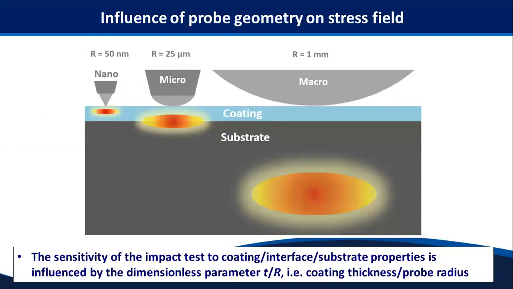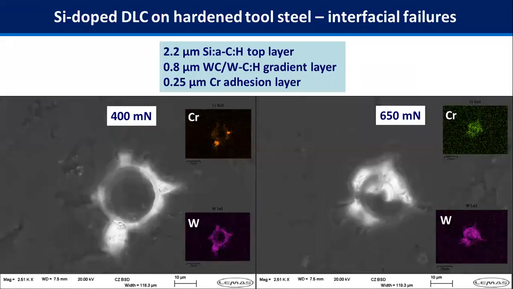By allowing greater energies, we can switch probe geometries. That allows us to understand and position the maximum stresses at interfaces, and we can investigate whether we've got any weak interfaces in the coating system. We've done that, for example, in silicon doped DLC, and we've highlighted interfacial problems in these coating systems, as you can see with the EDX. The chromium and tungsten sublayers are clearly showing up after these impact tests.